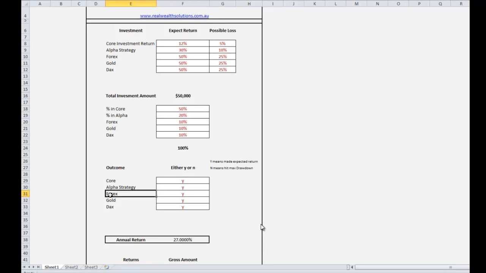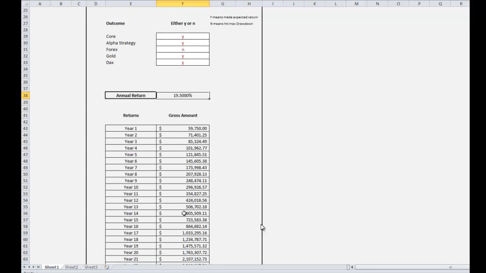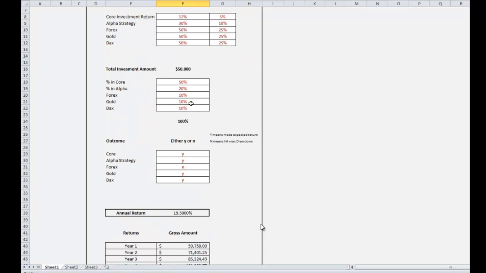Let's look at if the Forex investment, instead of making money, it lost money. So instead of making 50%, it lost 25%. So we change that from a yes to a no, and you can see that the overall return changes from 27% down to 19%. But you can see over the long term, we are still able to make massive long-term wealth.